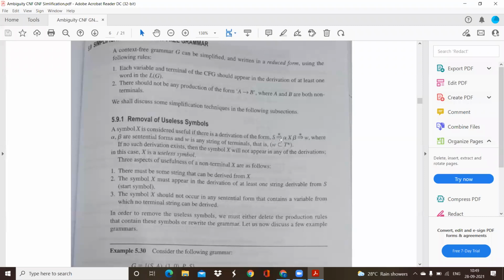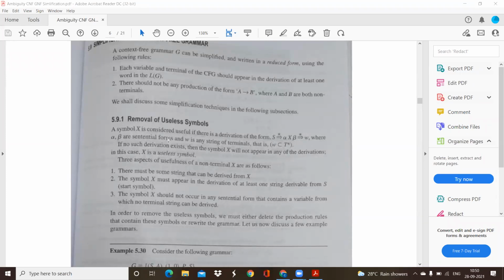So after the expansion of S, at some point you will get alpha X beta, and after expanding it multiple times, you will get W. Sometimes it is 0 or more steps; sometimes you get it directly, sometimes you need to apply a few more steps. But ultimately you will get the final string, and X plays an important role, as it is part of the expansion so that eventually you get this W string. That is, X is somewhere in the intermediate expansion.